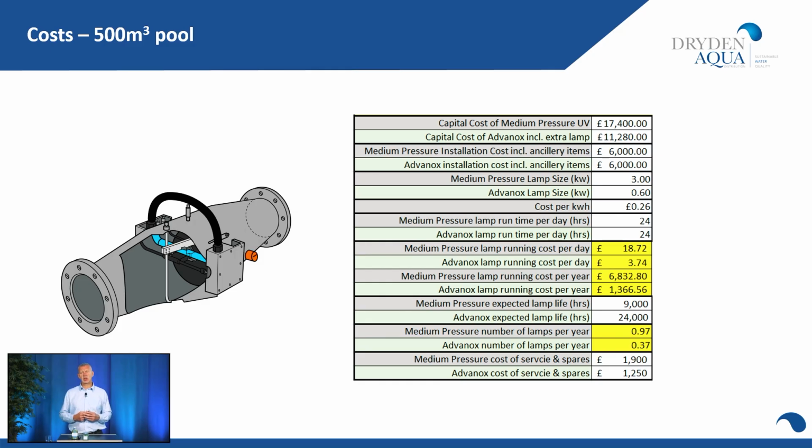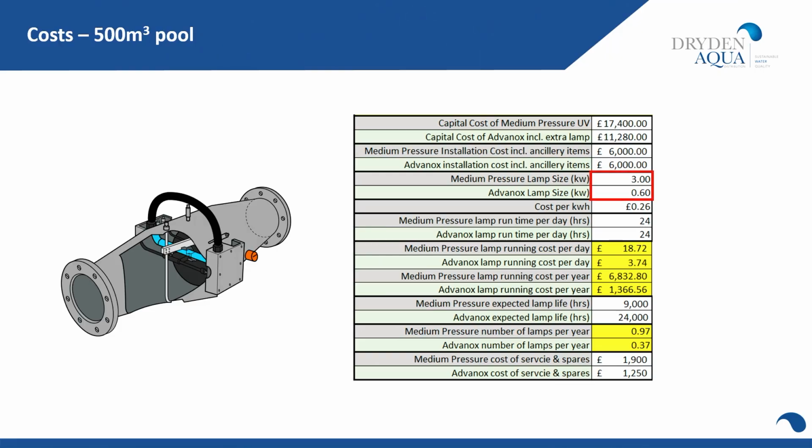I've put the installation costs of each to be the same, but the reality is the installation of an Advanox will be quite a bit cheaper because we don't need the stainless steel fittings on the inlet and the outlet of an Advanox. If we used PVC fittings on a medium pressure UV, they would obviously get destroyed by the intensity of the medium pressure wavelength.